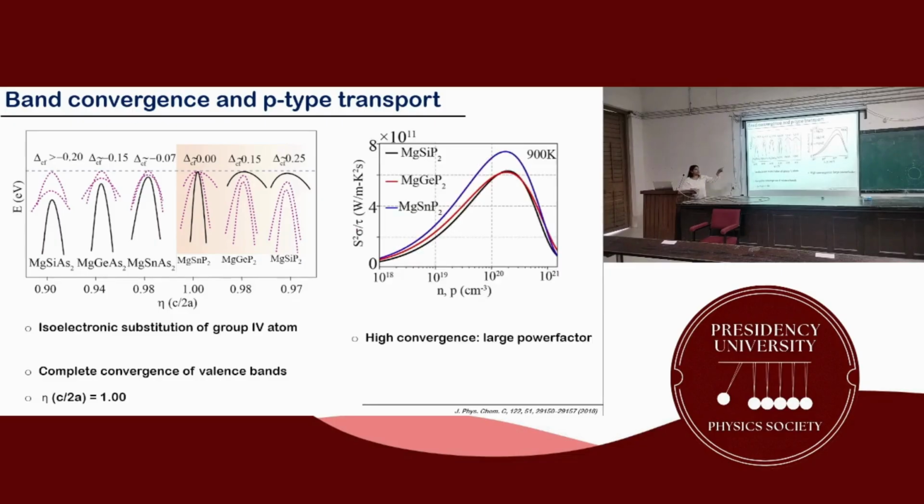Here we plot this S square sigma, which is your electronic property, and you see that for the blue one, which is MgSnP2, where delta C is 0, that is, the energies are completely degenerate with tuning this c by 2a ratio of the system, I actually achieve one order higher S square sigma, or large power factor, for that system as compared to the other two, just with this isoelectronic substitution. And then we could prove our hypothesis that with the lower symmetry, you can reach the pseudo-cubic framework, and that can affect your electronic transport property.